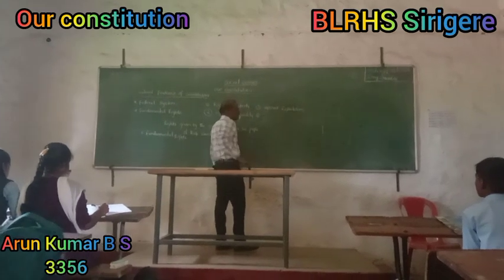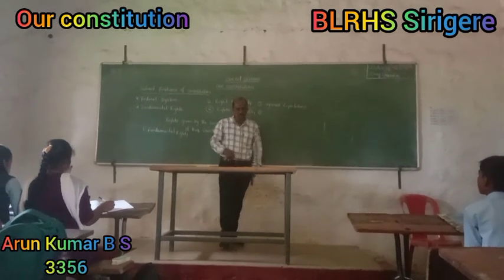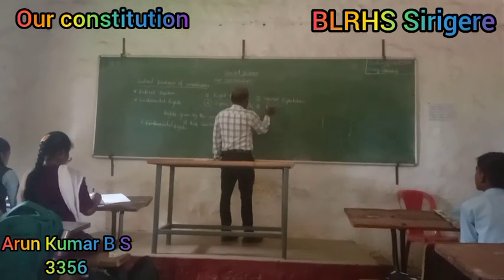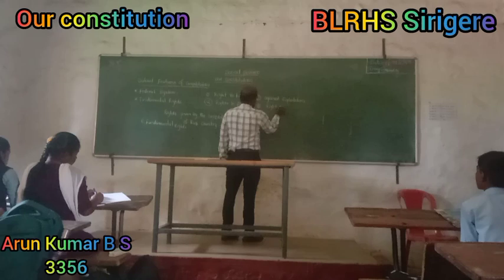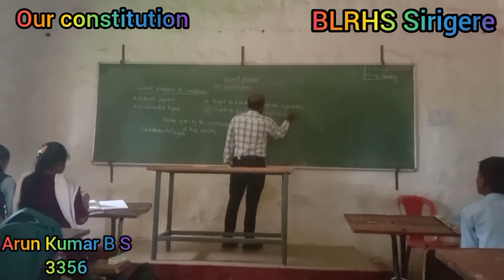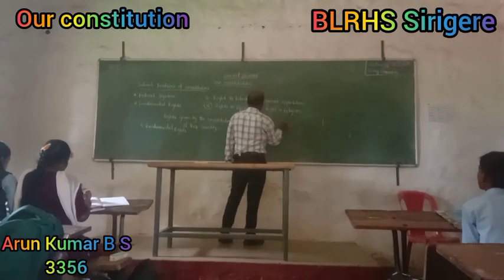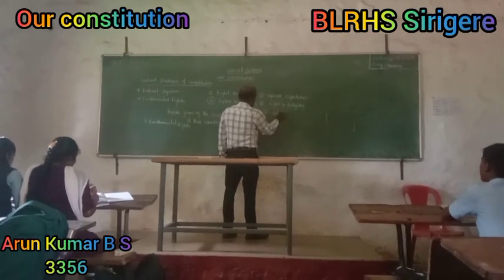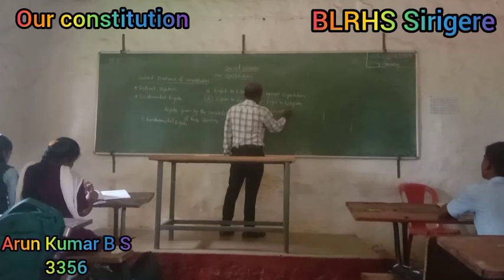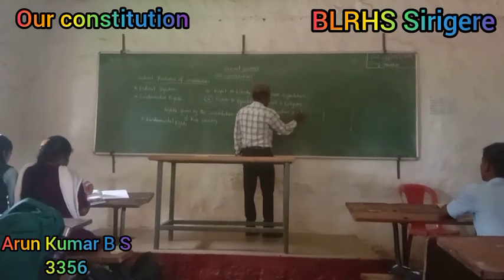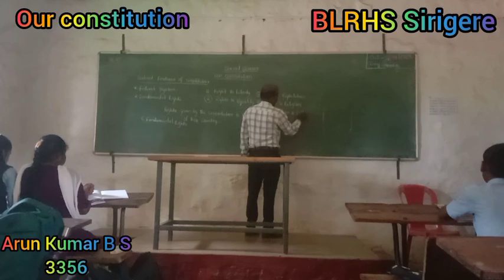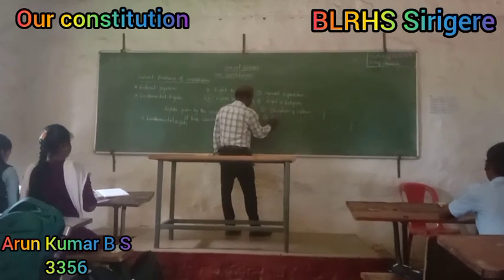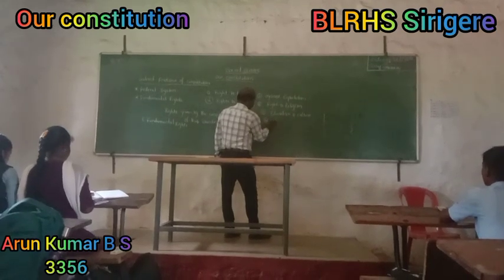And the fourth one is right to religion. The fifth one is right to education and culture. The last one is right to constitutional remedies.